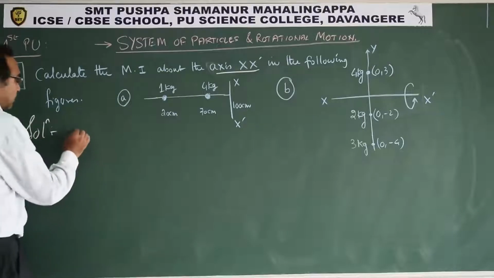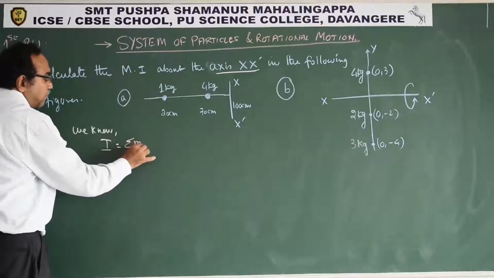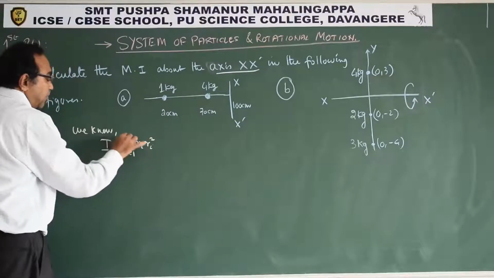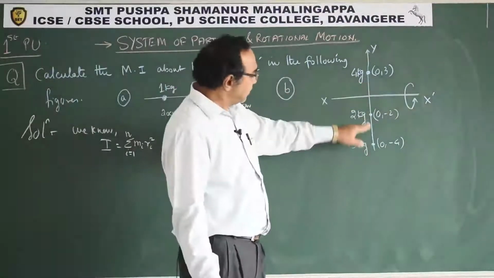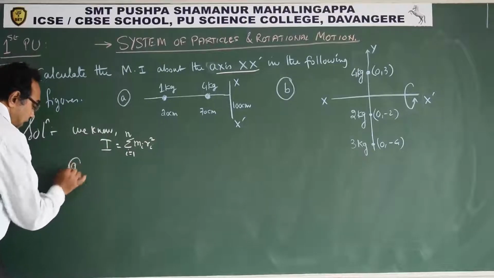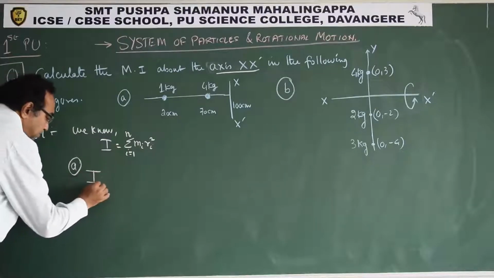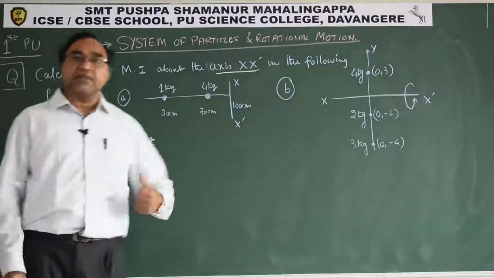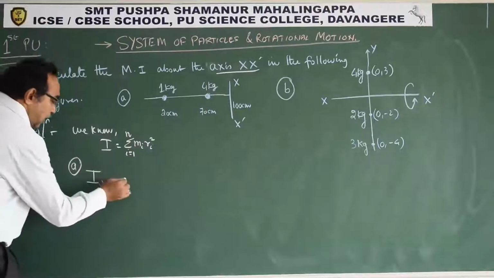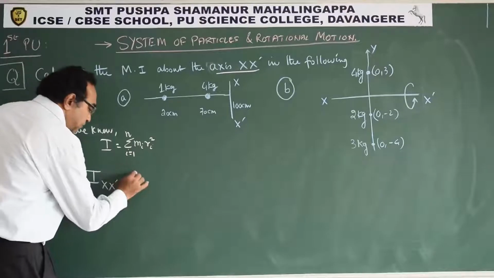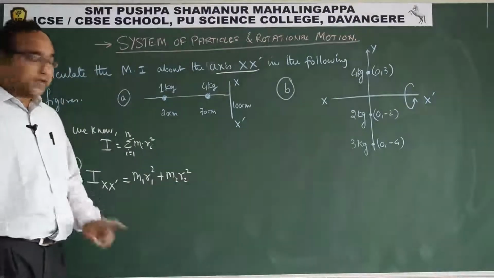So moment of inertia is given as sigma of mi ri square, i equal to 1 to n. Out here we have 2 particles, and out here we have 3 particles. For part A, we have to find the moment of inertia about the axis of rotation xx dash, so I xx dash. Cultivate the habit of writing this way so that you won't have any confusion, and can find a mistake in the calculation. I xx dash will be m1 r1 square plus m2 r2 square, because there are only 2 particles.